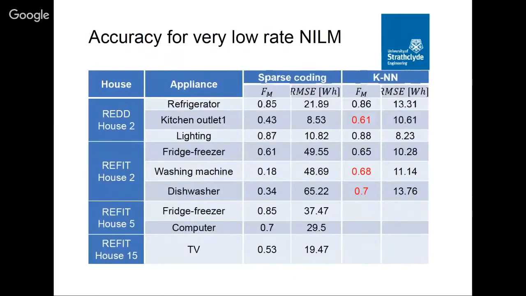And these are the kind of results, again, for the REDD and REFIT data sets. So we've done well with the refrigerator. 85% accuracy is quite good. Kitchen outlet, not so good, but the FM measure is good for the KNN. So again, different algorithms work differently well. This works nicely because we were looking at the mean, the variance, and other side features. Fridge, freezer, washing machine, again, reasonable performance. This was done at 15-minute sampling. So we downsampled the REDD, well, not downsampled, we worked out the consumed energy.